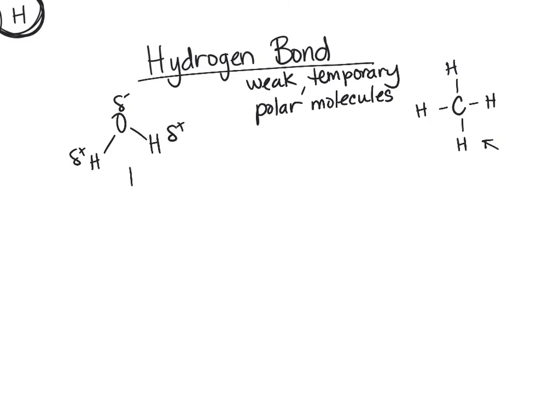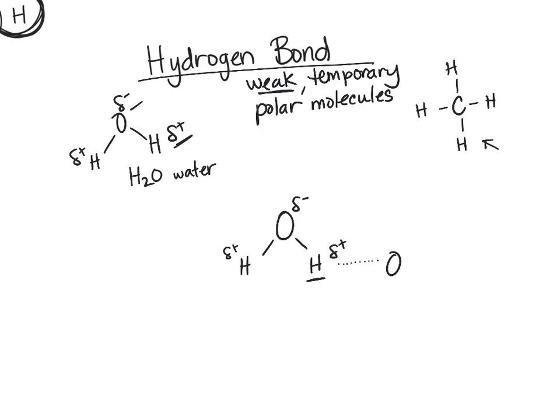Our water over here, on the other hand, our H2O, our water, is polar. And so we have this partial positive and the partial negative, which is going to create hydrogen bonds, which are these weak temporary interactions between polar molecules, because what we see then is our partial negative of the oxygen and our partial positive on the hydrogens are then going to be attracted to the opposite, right? So we have our hydrogen, which is partially positive, is going to be attracted to our partially negative oxygen on another molecule, on a water molecule, for example.